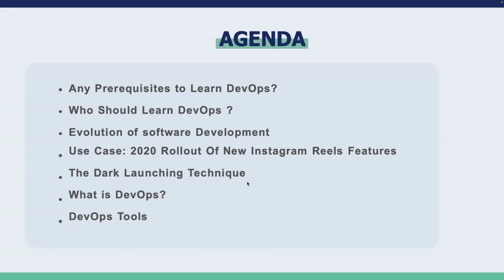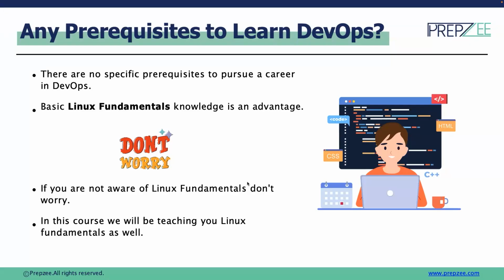back in 2020. And then we'll be talking about the dark launching technique, what exactly it is and how it is implemented by the usage of DevOps. And then we'll be looking at different components of complete DevOps so that you can have a complete understanding of what exactly is included in DevOps and what exactly you have to learn in order to be called a successful DevOps engineer. Now, first things first, there are prerequisites to everything.